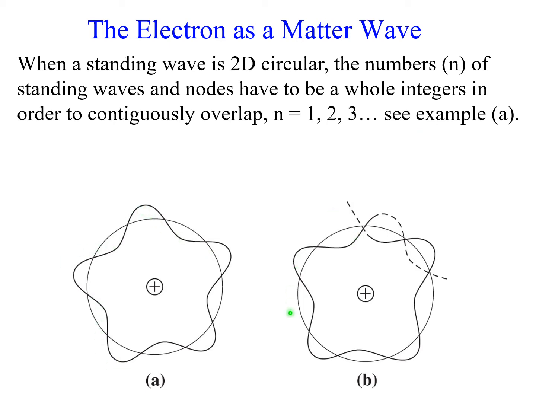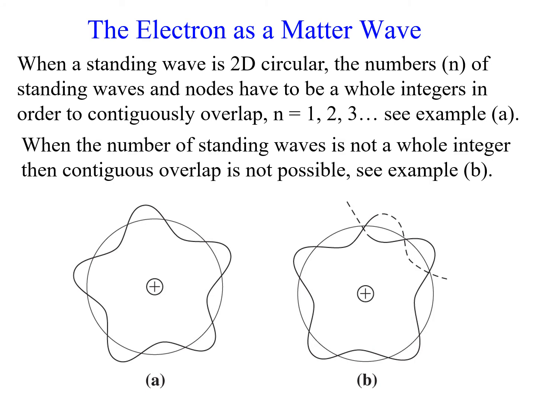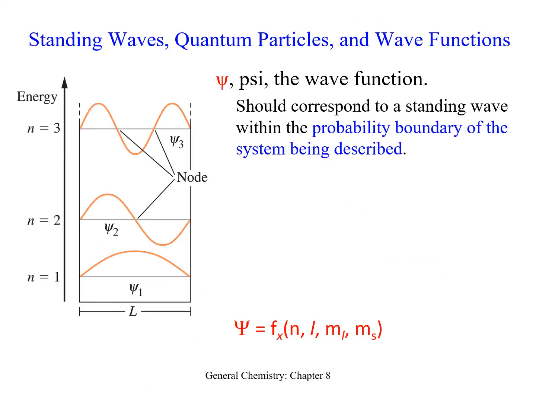And this is standing waves out of phase in the wave matter model. So when the number of standing waves is not a whole number, then continuous overlap is not possible. Okay, so it has to be a whole number basically. So what we're saying is that the energy levels of electrons have to be in discrete energy levels away from the nucleus. Okay, and so they're not continuous. And so standing waves and quantum particles and wave functions.